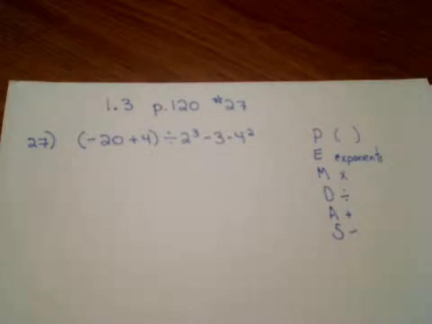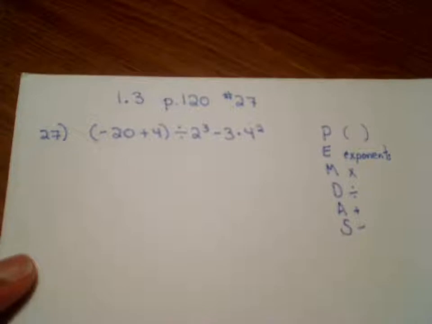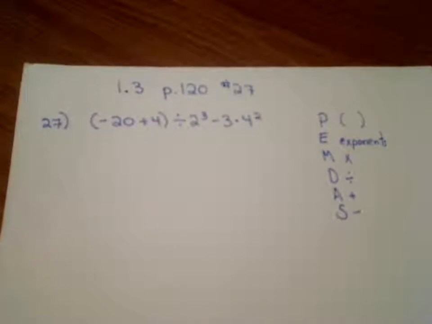Okay, now this one comes from section 1.3, page 120, number 27. And the reason I chose this is because this is an order of operations problem, and as you see I have it written on the side, PEMDAS, and it stands for parentheses, exponents, multiplication, division, addition, subtraction. And the first thing, the parentheses, that's the first thing we're going to look for. Are there any parentheses in the problem?